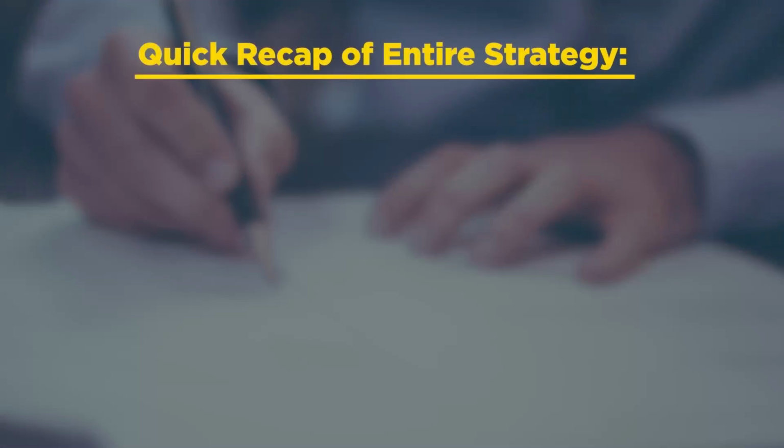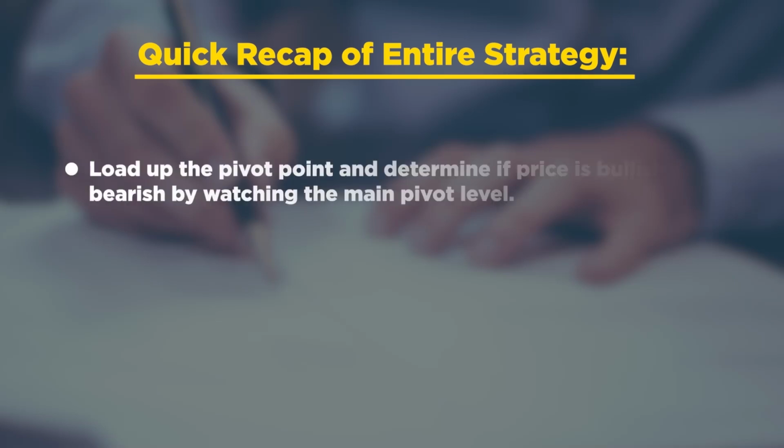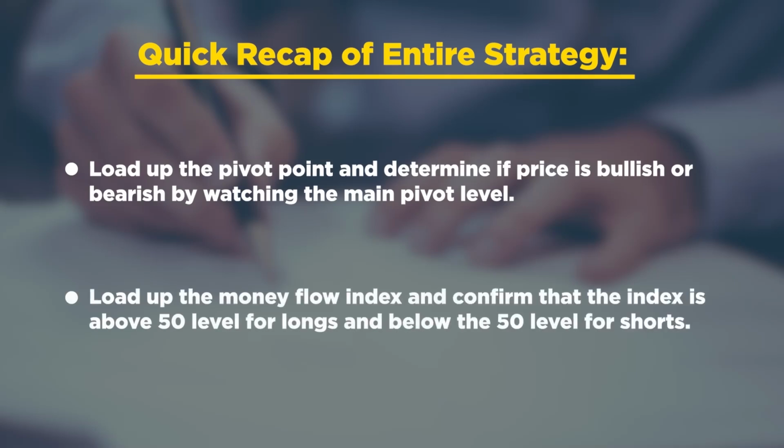So let me do a quick recap of the entire strategy before providing you with some examples of implementing it. You want to load up the pivot point indicator and determine if price is bullish or bearish. You do this by watching the main pivot point and where price is trading relative to that. If price is above, you want to be buying, and if price is below, you want to be selling. Then you load up the money flow index and confirm that the index is above the 50 level if you want to buy and below the 50 level if you want to sell.